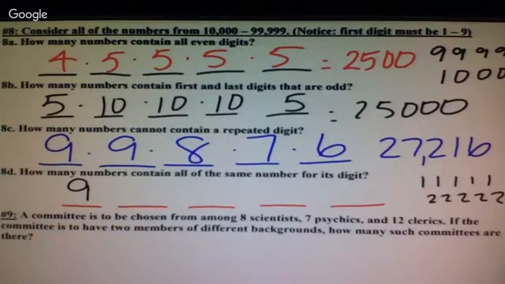Okay. Now, once I pick this number, all the rest of these have to be this number. So it's 1. So the answer's 9. Because if I pick a 2 in that first slot, when I go to pick the rest of it, I want it to be a 2. So I only have one option to pick from. Does that make sense?